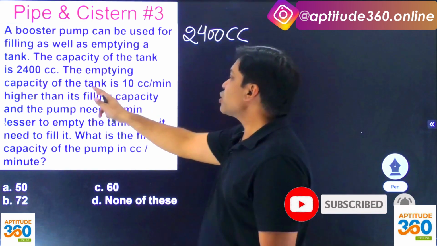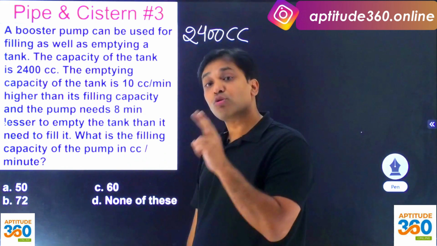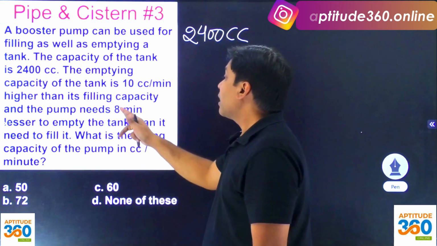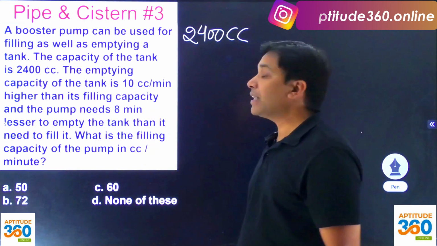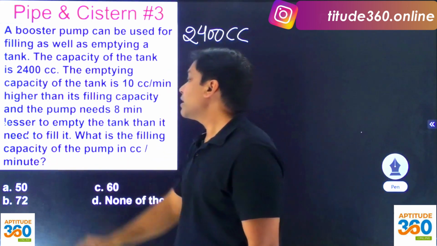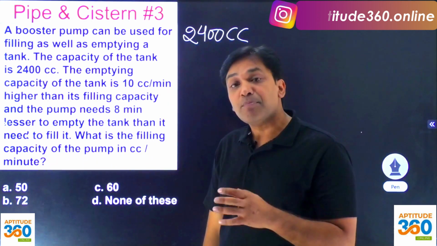The emptying capacity of the tank is 10 cc per minute higher than its filling capacity. So there are two capacities, filling capacity and emptying capacity. And the pump needs 8 minutes lesser to empty the tank than it needs to fill it. What is the filling capacity of the pump in cc per minute?